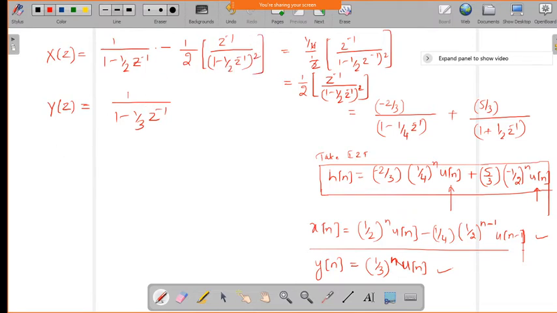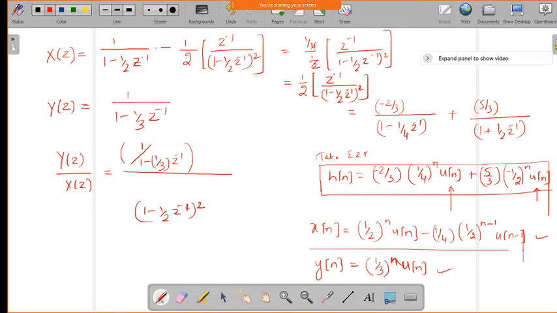Okay, so now we can take the ratio Y of Z divided by X of Z. So what you will get for Y of Z by X of Z? Y of Z is 1 over 1 minus 1 by 3 Z inverse, divided by, so now we can take (1 minus half Z power minus 1) whole square common, and you will get 1 minus 1 by 2 Z inverse, so half Z inverse.